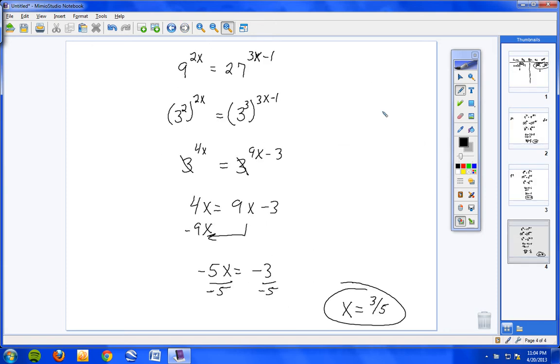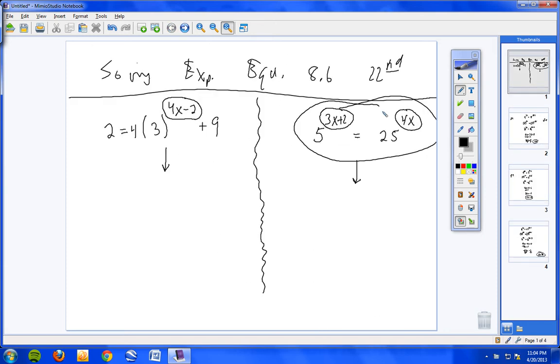Now the next 3 problems, let me go back up. The next 3 problems are going to match these right here in your notes. Okay, does everybody see that? Way up at the top of the first piece of paper in your notes. The equations we're going to solve now will match this type of equation right here.